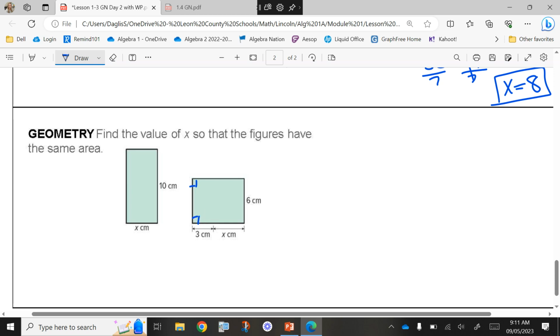Why is it not erasing? I'll do it in a minute.